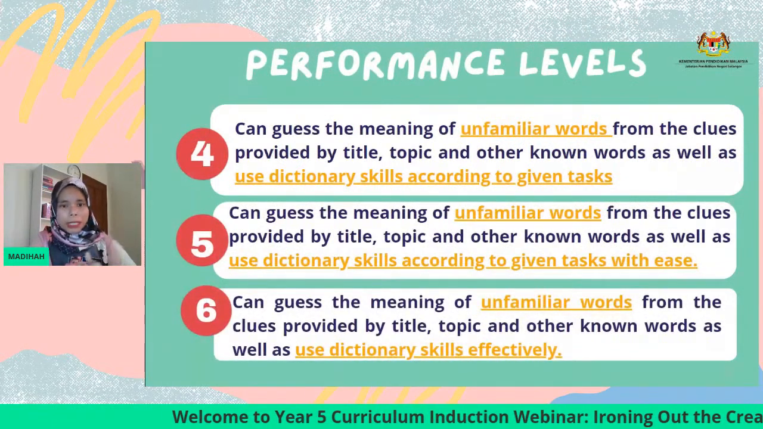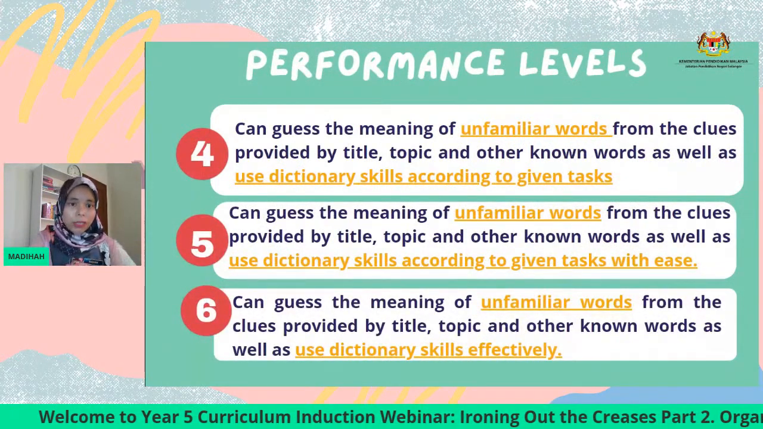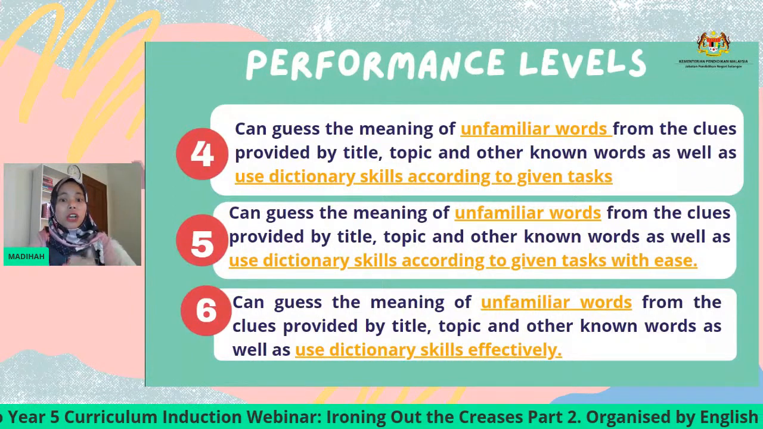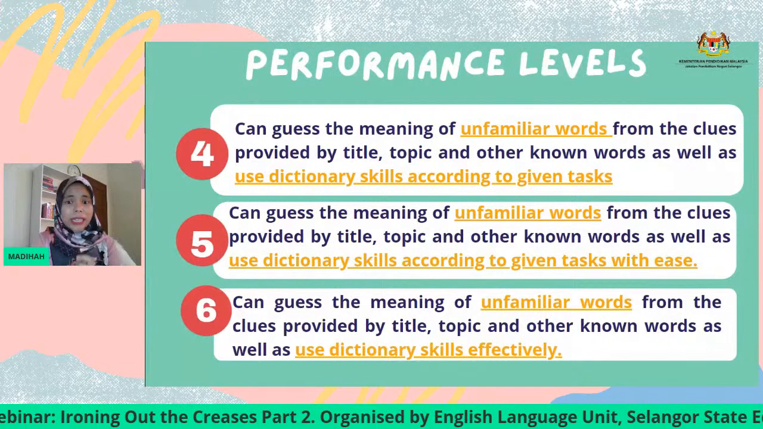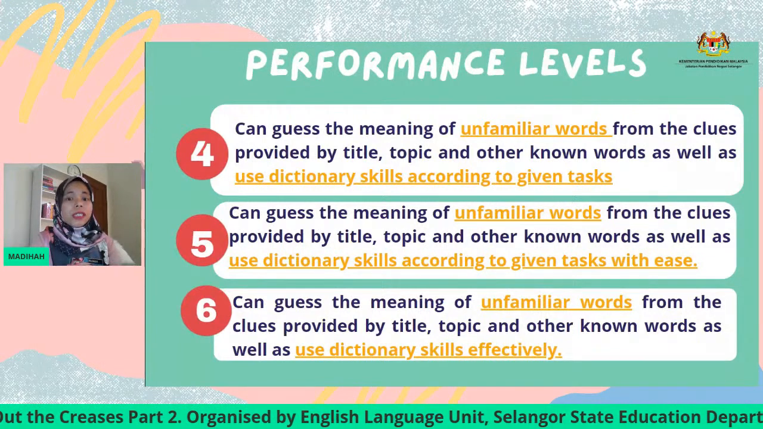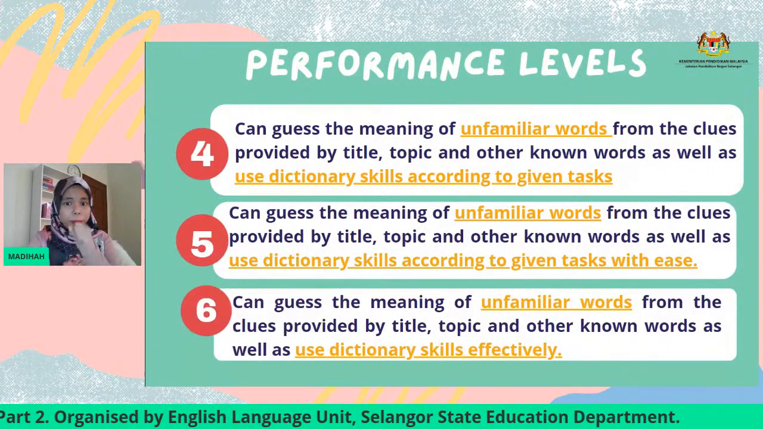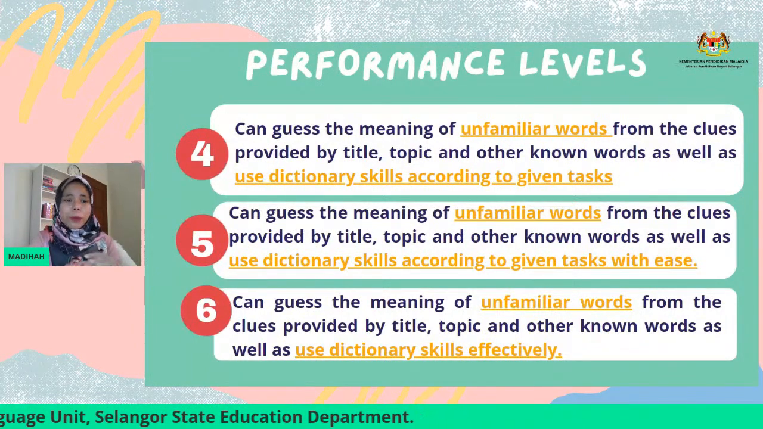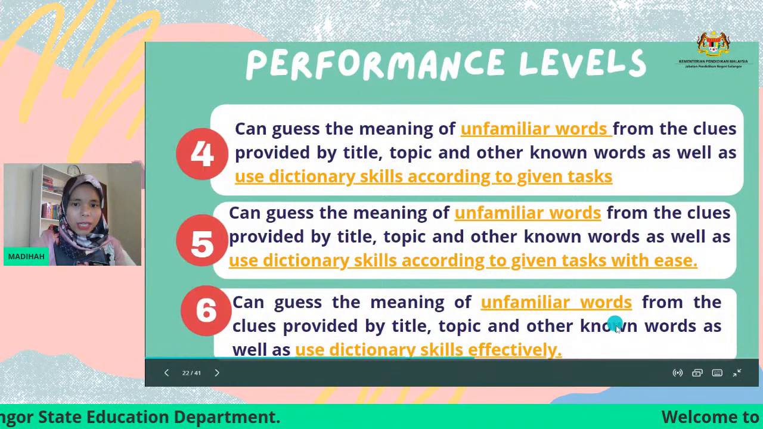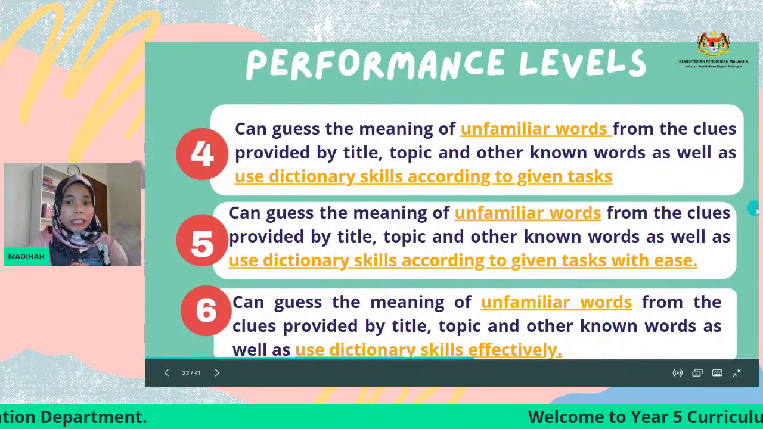For students of TP6, still the same one. Student can guess the meaning of unfamiliar words, which means the 6 words we are focusing, as well as using dictionary skills according to the given task, which means they don't need support, they can do it on their own. But probably they're struggling a bit. Okay, but let's look at TP5.